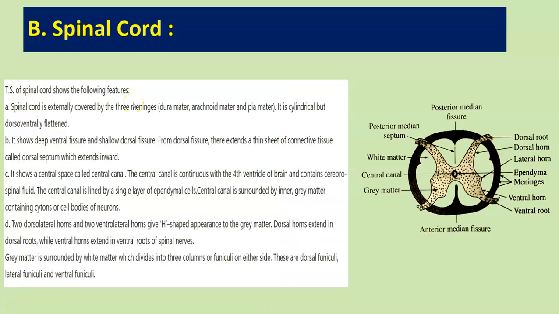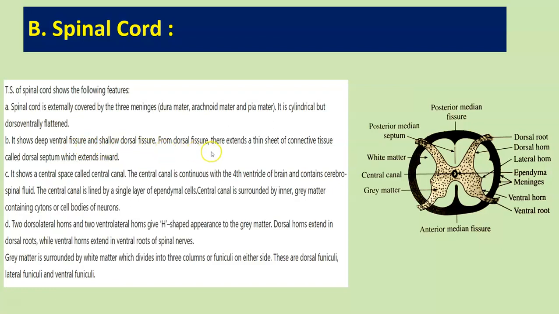Now students, let us take a brief overview of the TS of the spinal cord, which shows the following features. Have a look at this image here. This is the image of the TS of a spinal cord. The spinal cord is externally covered by three meninges, dura mater, arachnoid mater and pia mater. It is cylindrical but dorsoventrally flattened. It shows deep ventral fissures and shallow dorsal fissures.